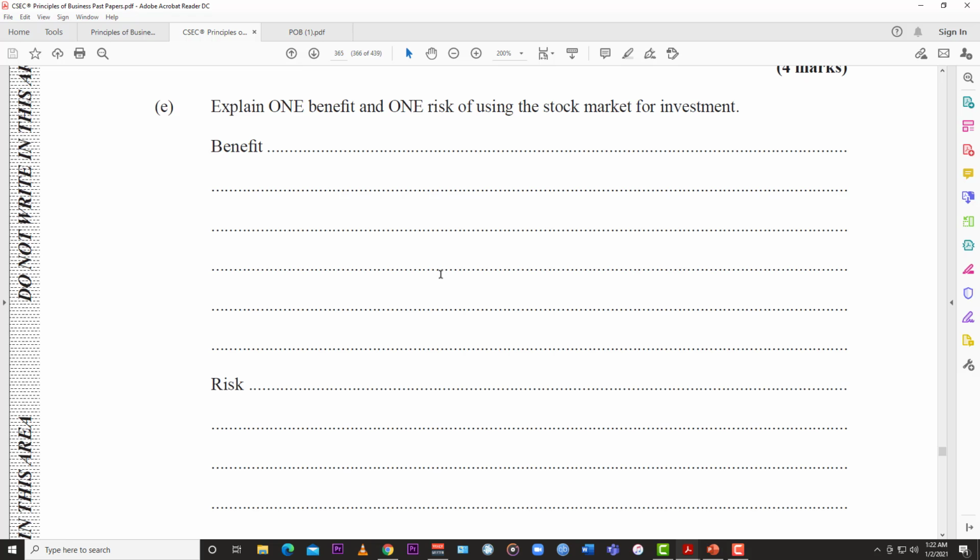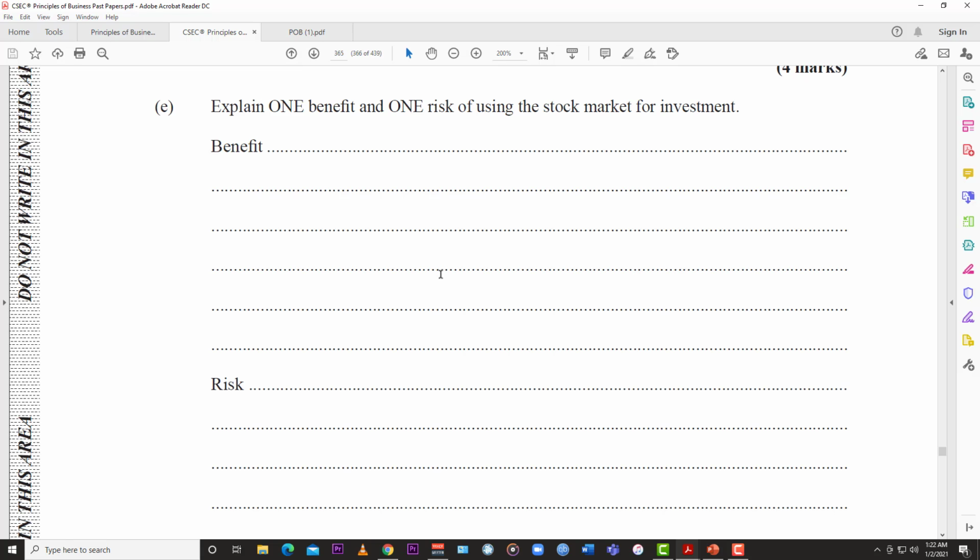So the last one for number 4 on the January 2018 paper 2 for Principles of Business is E. Explain one benefit and one risk of using the stock market for investment. One benefit and one risk of using the stock market for investment.